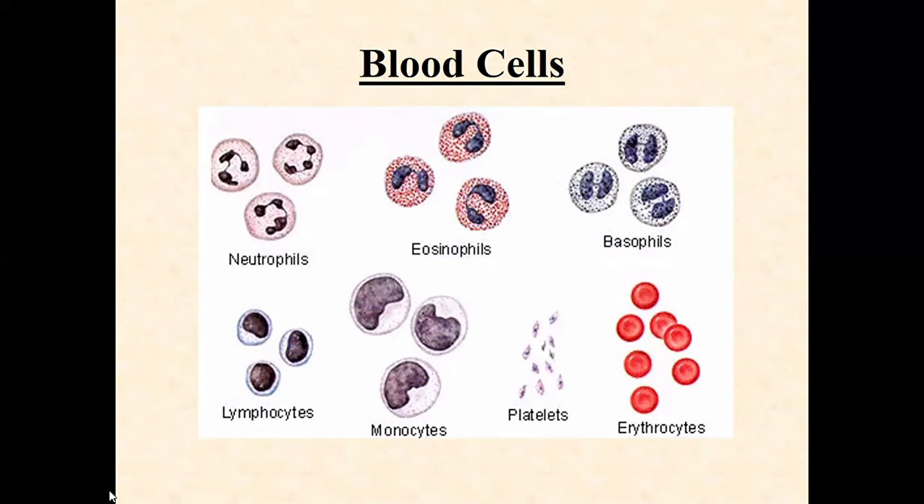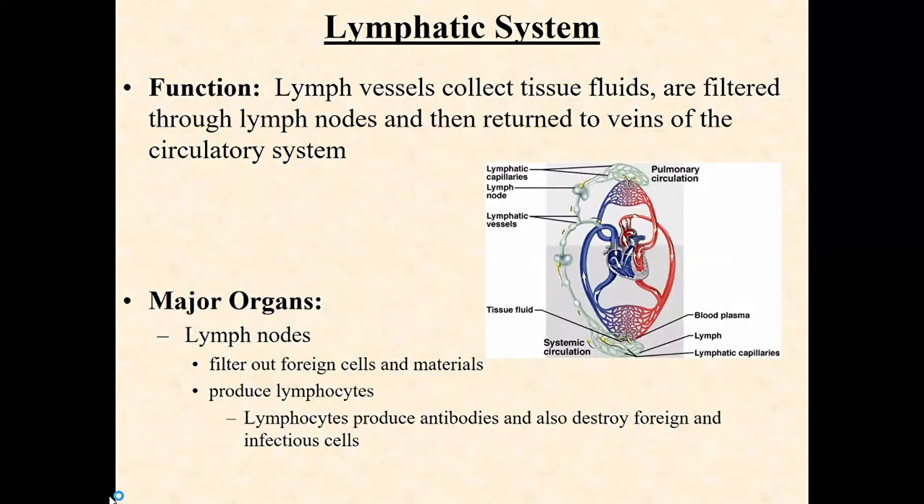Erythrocytes contain the pigment hemoglobin, which imparts the red color in your red blood cells and transports oxygen and carbon dioxide to and from the tissues. When you get a chance, make sure you look those up and see actual pictures and how they work inside the body. It's very fascinating.